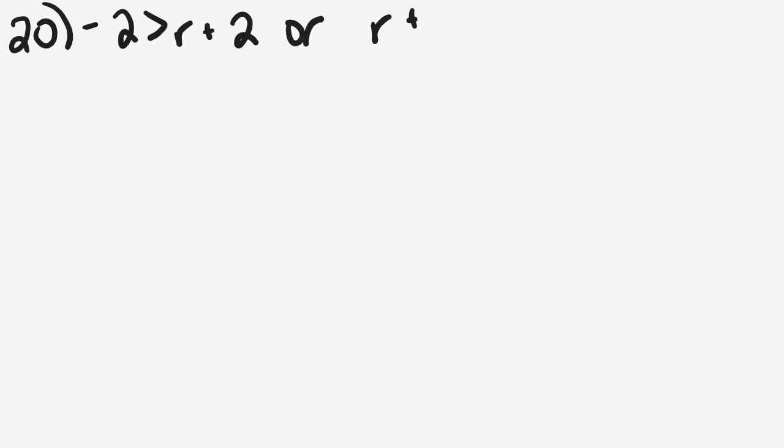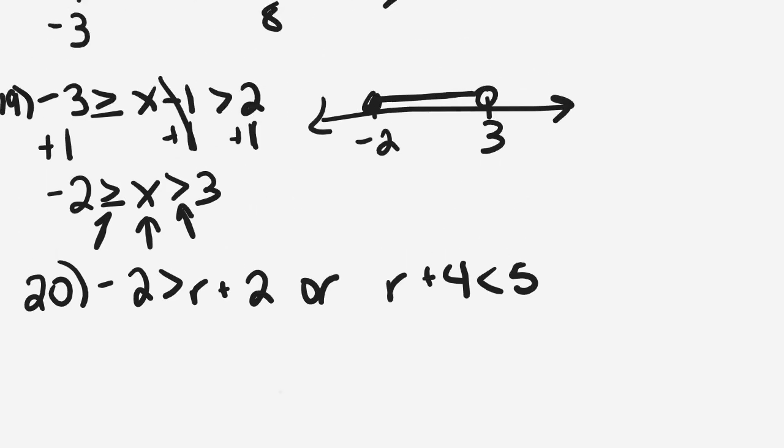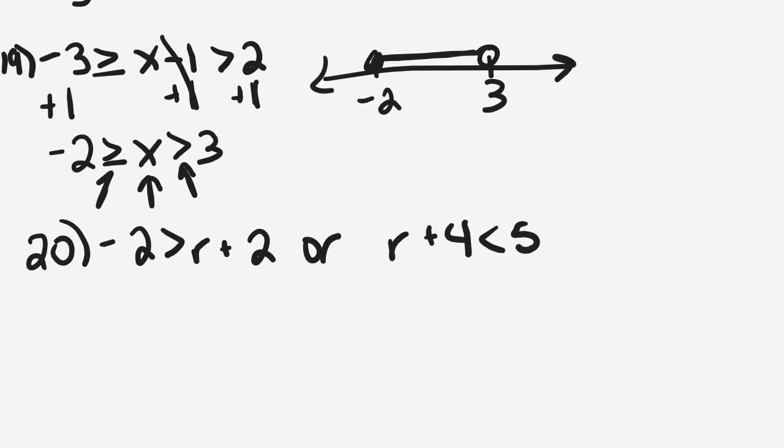All right, let's see. Number 20. We have negative 2 greater than r plus 2, or r plus 4 less than 5. Oh, wait a minute. Let's revisit this guy. Hold on. I just saw something.